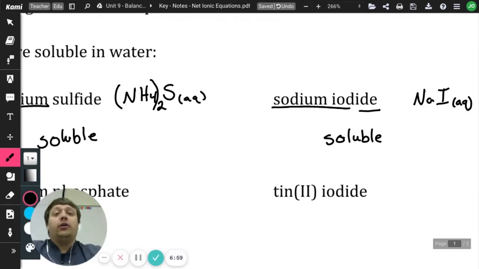All right, so I worked this first one. I've got sodium iodide. I did find that it was soluble because it had something from group 1. And then I wrote the formula, which was NaI. And then since it was soluble, I would put AQ down in the bottom corner.